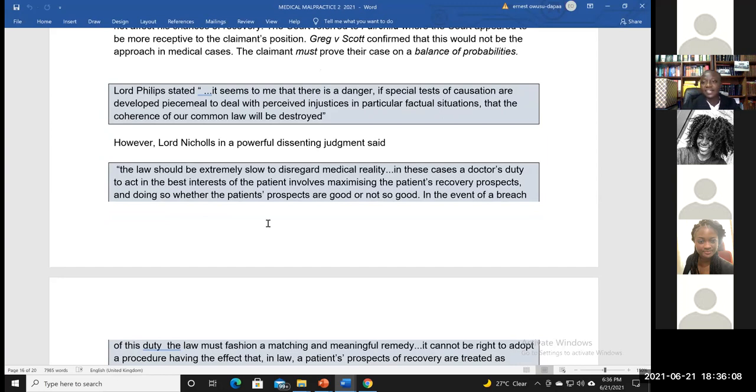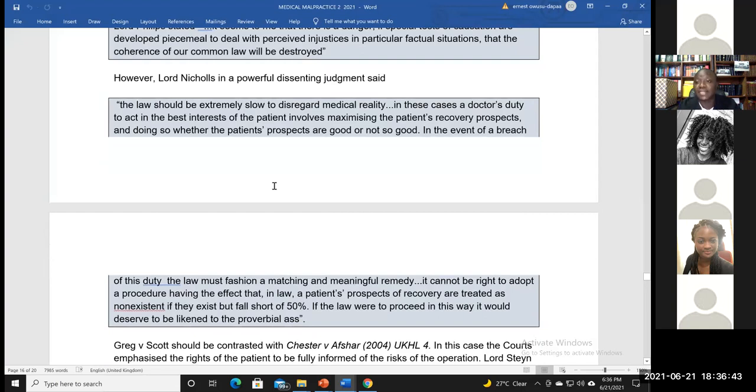And in his powerful dissenting opinion, he had this to say, quote, "the law should be extremely slow to disregard medical reality. In these cases, a doctor's duty to act in the best interest of the patient involves maximizing the patient's recovery prospects, and doing so, whether the patient's prospects are good or not so good. In the event of a breach of this duty, the law must fashion a matching, meaningful remedy. It cannot be right to adopt a procedure having the effect that in law, a patient's prospects of recovery are treated as non-existent if they exist, but fall short of 50%. If the law were to proceed in this way, it would deserve to be likened to the proverbial ass," unquote.